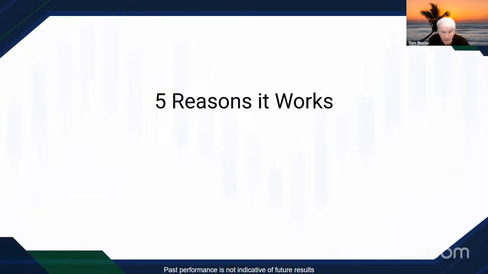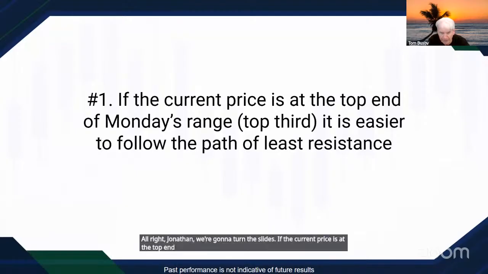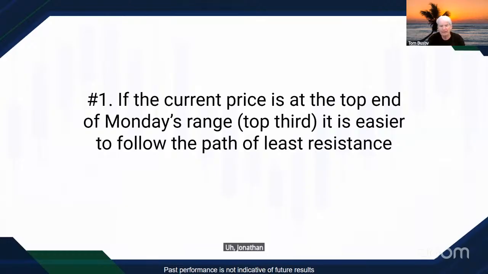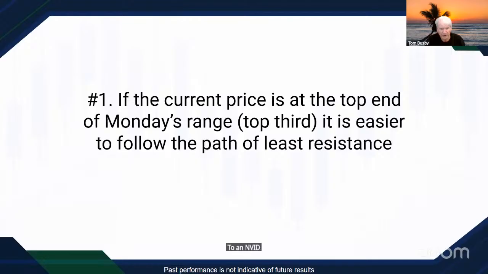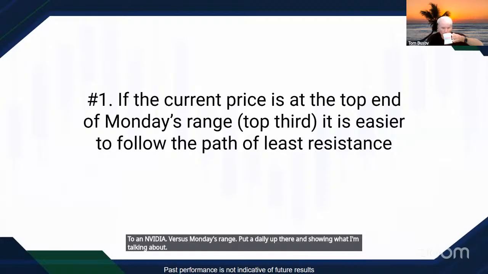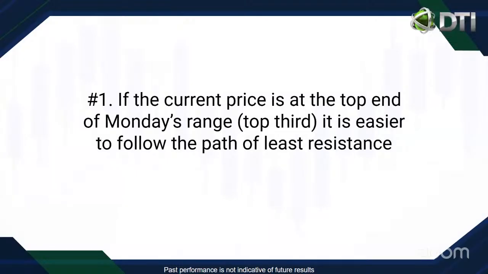All right, Jonathan, we're going to turn the slides. If the current price is at the top end of Monday's range, the top third, it's easier to follow the path of least resistance. For example, Jonathan, reach over and show Palantir today, or NVIDIA. Showing NVIDIA is a better example, versus Monday's range. Put a daily up there and show what I'm talking about. Right, daily chart of NVIDIA.